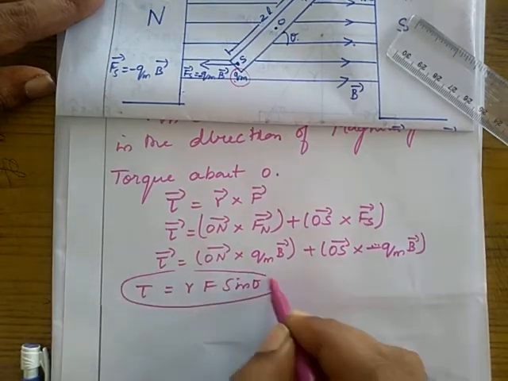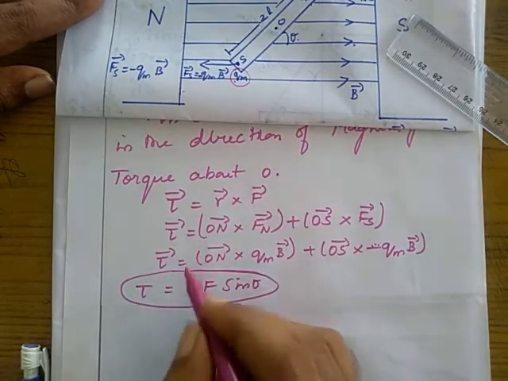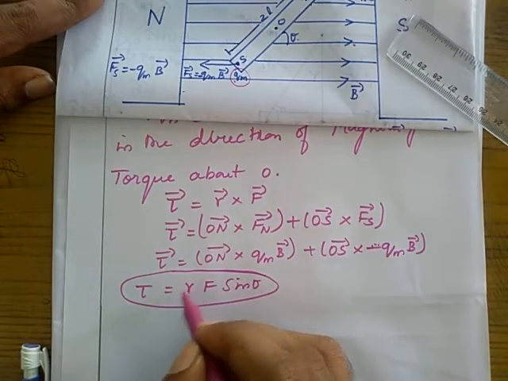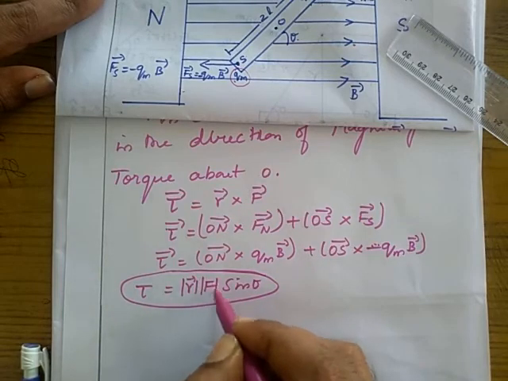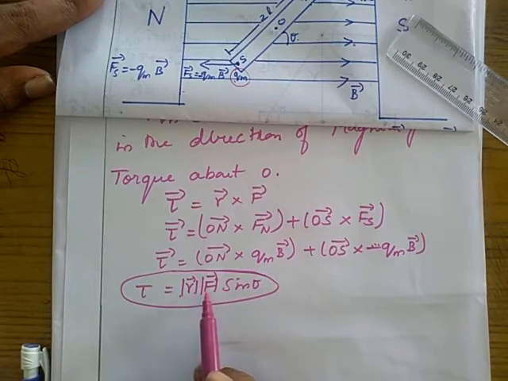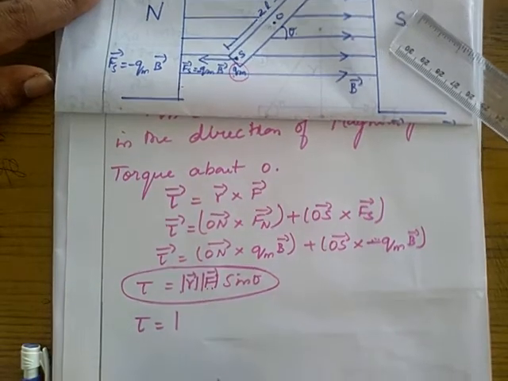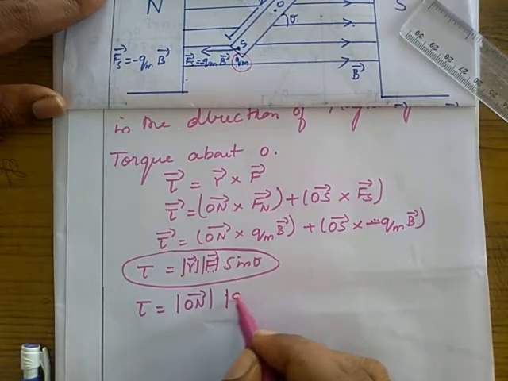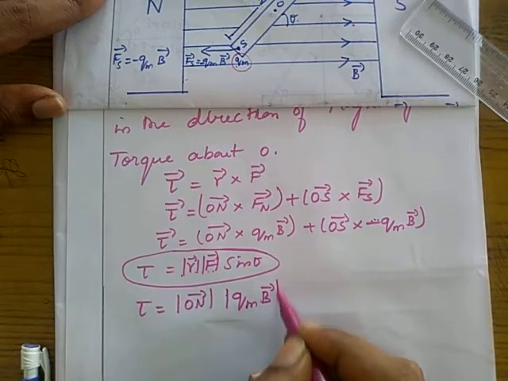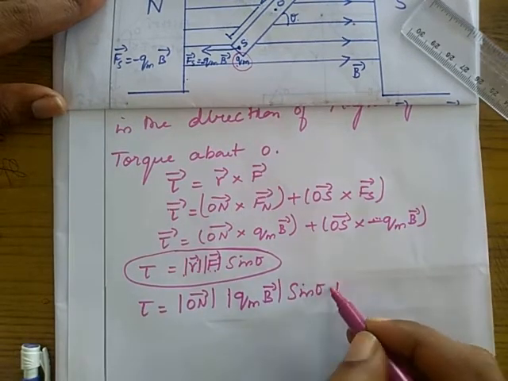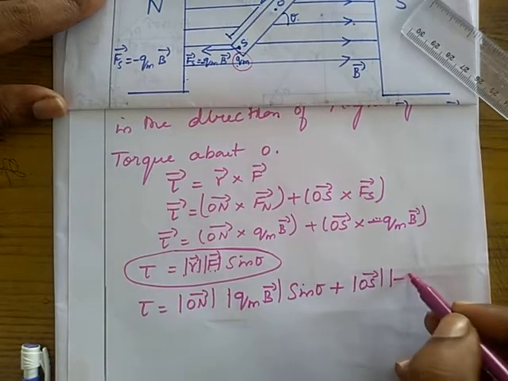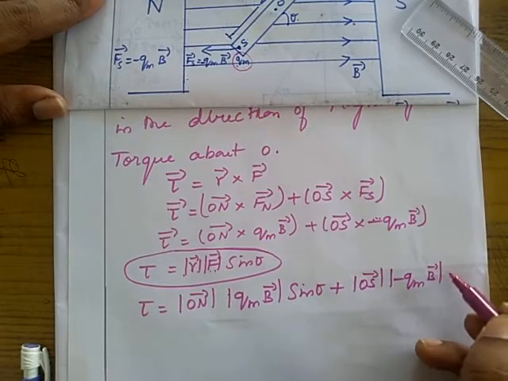It is from this expression. So if suppose we need the magnitude, we can also write it in this form: modulus of r vector, modulus of F vector, sin theta. Here then tau is equal to, listen, modulus of ON vector, modulus of Qm B vector, sin theta, plus modulus of OS vector, modulus of minus Qm B vector, sin theta.